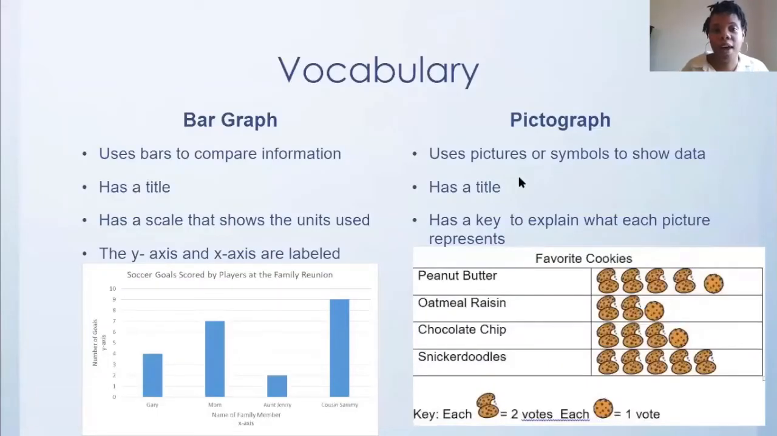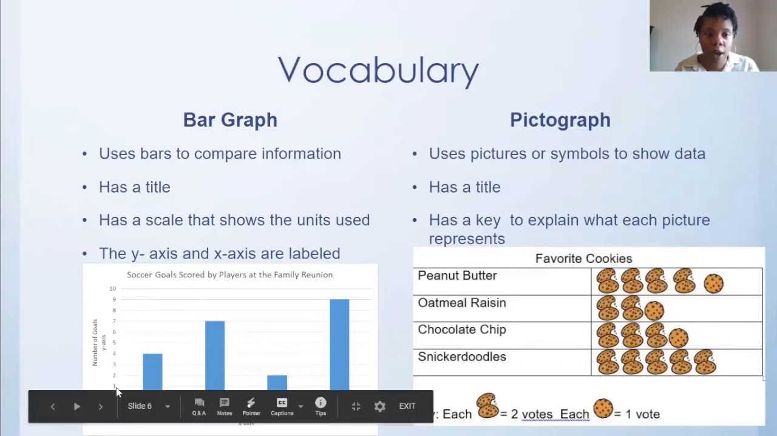Let's review some vocabulary. Bar graph. A bar graph uses bars to compare information. It has a title, has a scale that shows the units used, and the y-axis and x-axis are labeled. So here, if we look at the graph that Mrs. Crawley created, soccer goals scored by players at the family reunion.